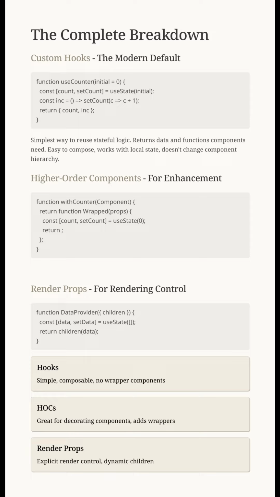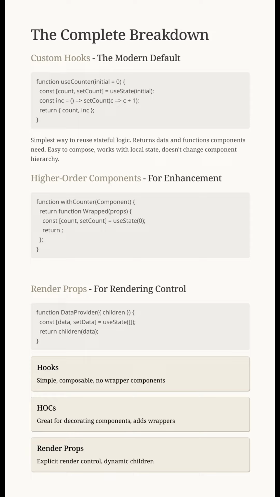Next is the HOC example with counter. In plain English, it returns a new component that, when rendered, creates its own internal count state and passes that count and an increment function down to the wrapped component as props. Use an HOC when you want to decorate or enhance an existing component. Especially useful if you must support class components or if you need to inject props at the component boundary. The downside is HOCs add wrapper layers around components, which can make debugging and prop tracing a bit more complex.